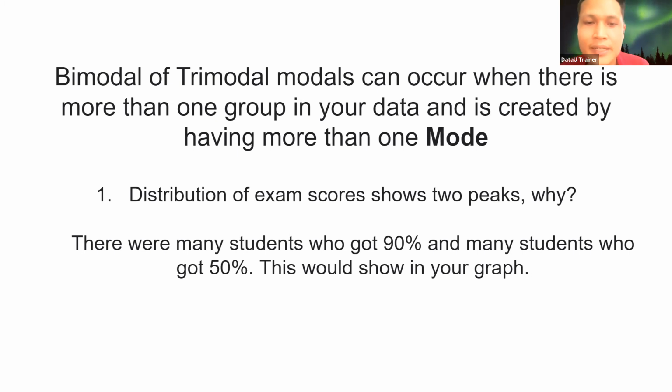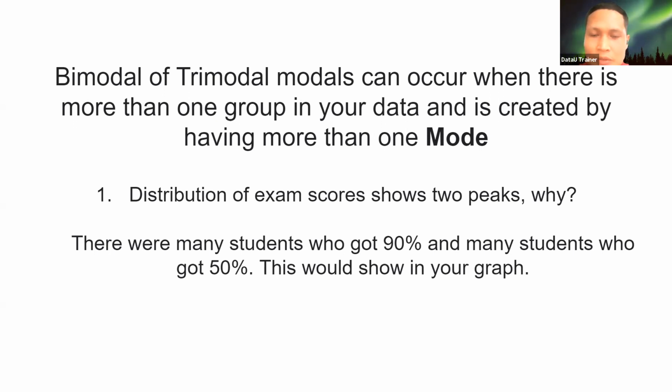Yes, 2. Someone said 2. So in this type of situation, you have 2 groups. What could you say those 2 groups are? Fail and pass. Yes, fail and pass, or we could say high performers or low performers. Yes, or students who studied for the exam and students who didn't study. That's just an example of why you would see more than one peak.